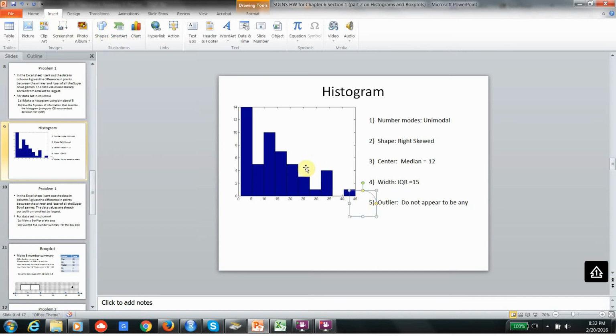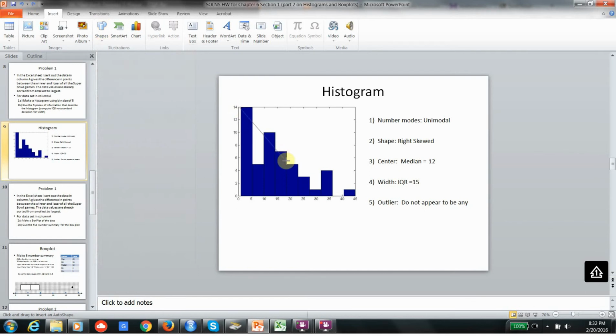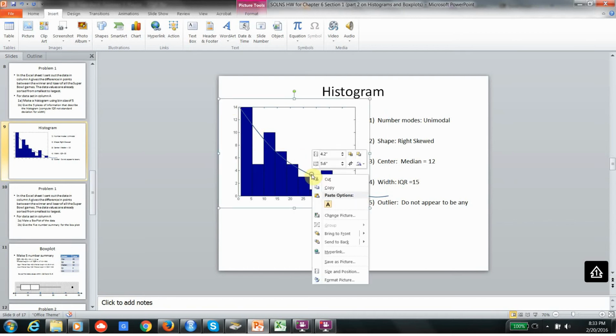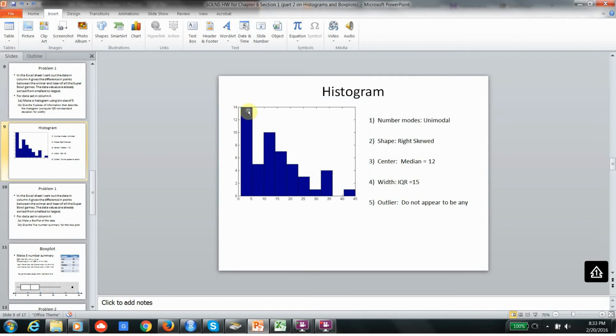It's a curve that, whoops. I didn't want to do that. Let me try this. We can see it's kind of following a curve, something like that. It's not exact, but this looks unimodal. I'm going to try to draw a nice curve through that. It's probably going to look something like that. It's going to be right skewed because it definitely has a tail to the right.